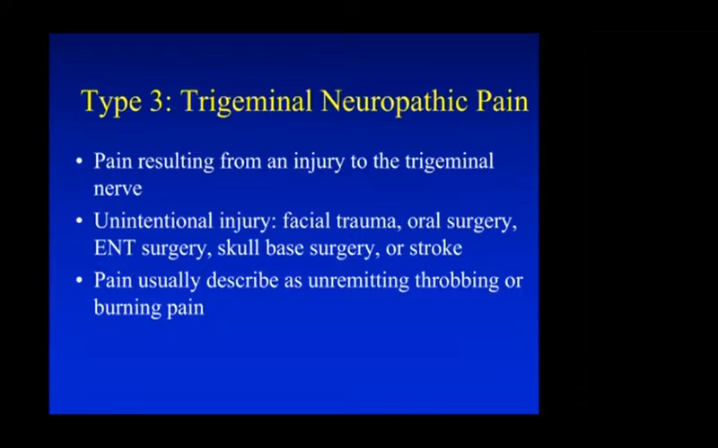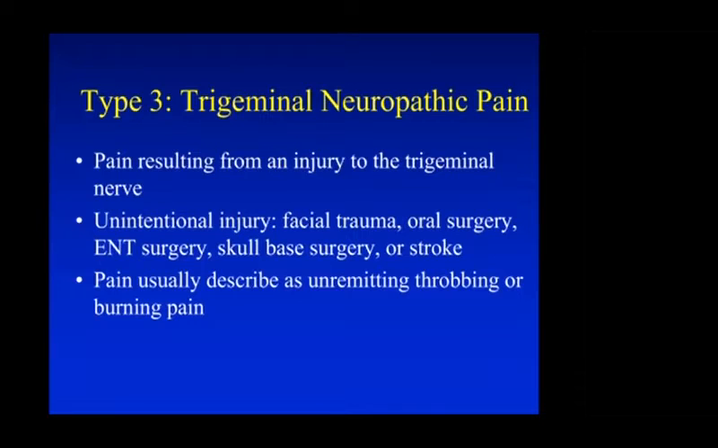So situations that can cause type 3 trigeminal neuropathic pain would be facial trauma, oral surgery, head and neck surgery, that's ENT, ear, nose, and throat surgery, a stroke, skull-base surgery. Any type of surgery, trauma, or injury to the trigeminal nerve can cause this type of pain. This type of pain is usually described as an unremitting, throbbing, burning pain. This pain is there 24/7. They have no pain-free episodes.